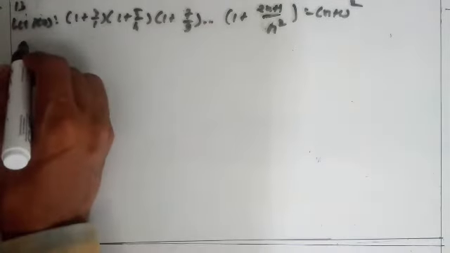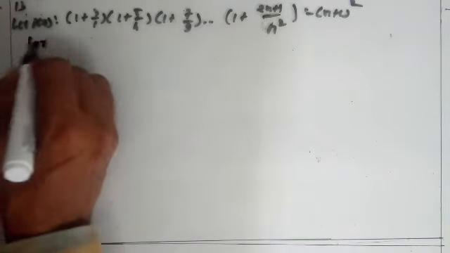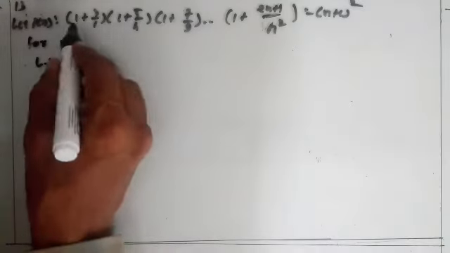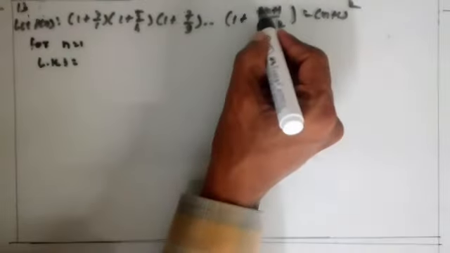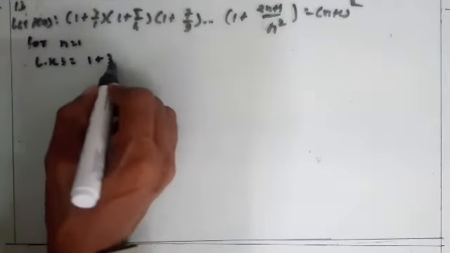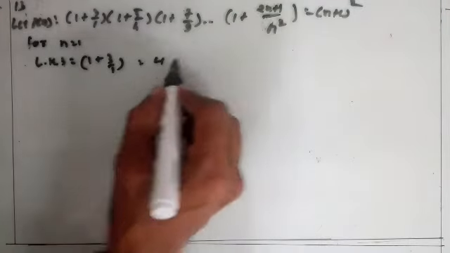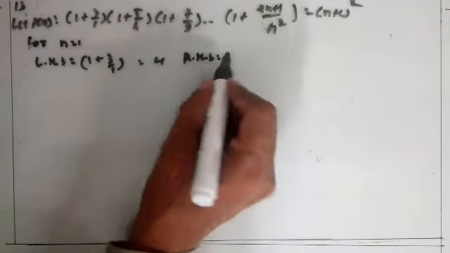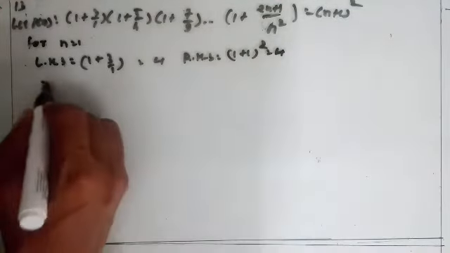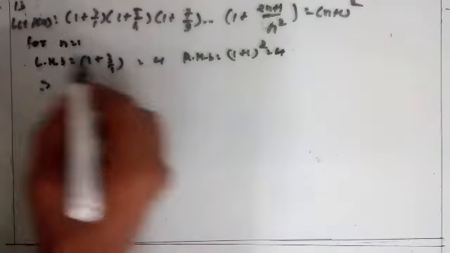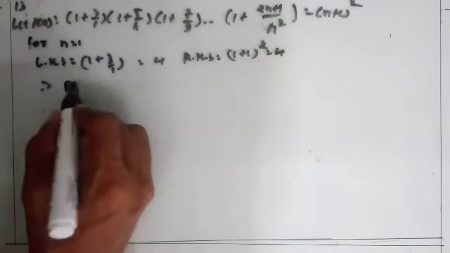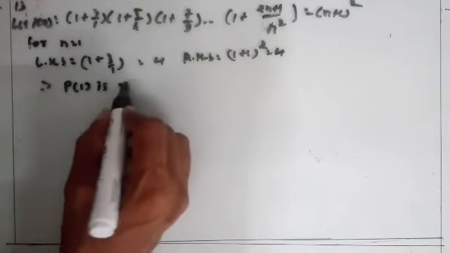Here first we prove for n is equal to 1. For n is equal to 1, the left hand side LHS is equal to the first term. Taking n is equal to 1, 2 + 1, 3 upon 1. That is the first term. 1 + 3/1 is equal to 4. And the right hand side RHS is equal to (1 + 1)^2. That is also 4. So LHS is equal to RHS. That is, Pn is true for n is equal to 1. That means in short P1 is true. Clear?